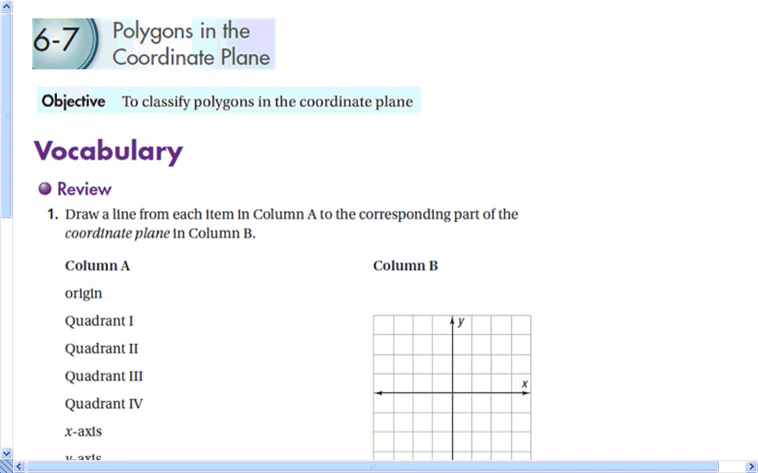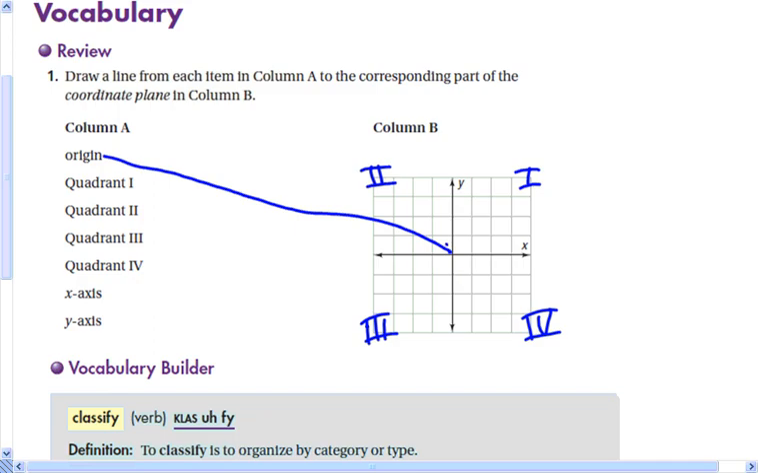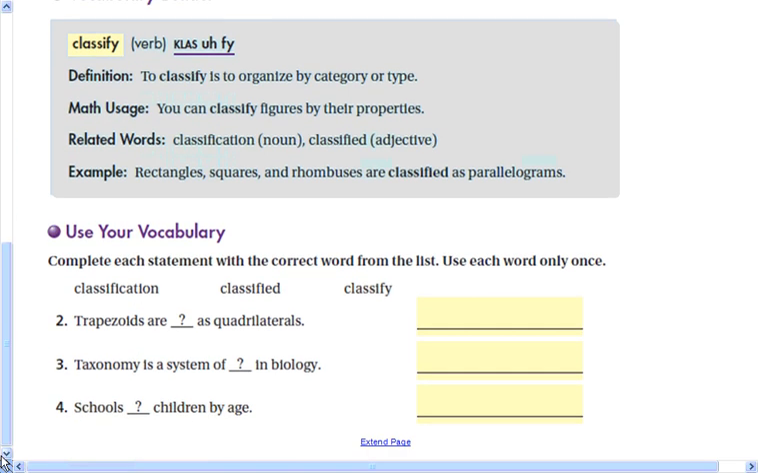Review: draw a line from each item in column A to the corresponding parts in the coordinate plane in column B. Go ahead if you want to pause and check back, see if you remember these parts. That'd be cool. This section over here is quadrant 1, quadrant 2, quadrant 3, quadrant 4. The x-axis, the origin is right here. X-axis is this one. Y-axis is this one. I think I'm going to skip that.